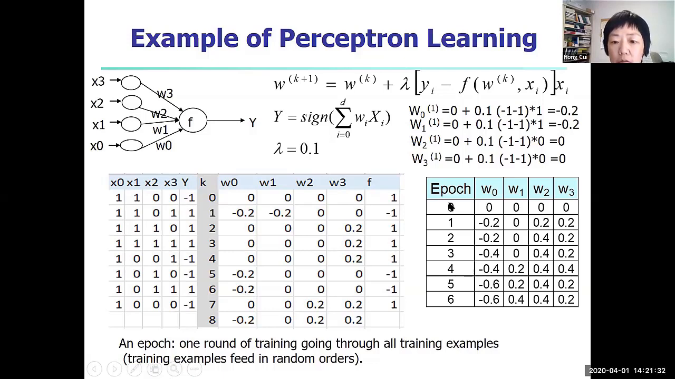And this is our result for the epochs. At the initial stage, we have all zeros. After the first epoch is completed, we have this set of weights. And we continue and do this until some termination condition is met.